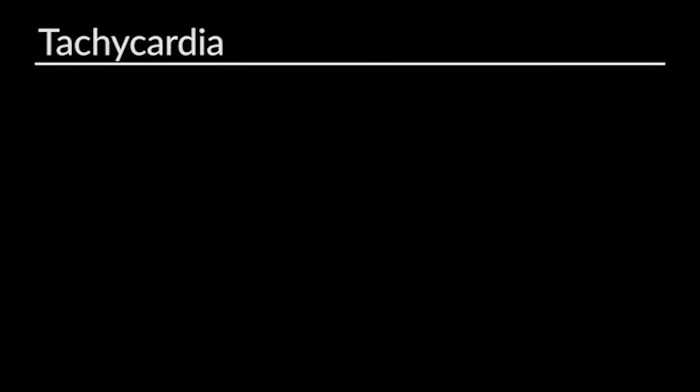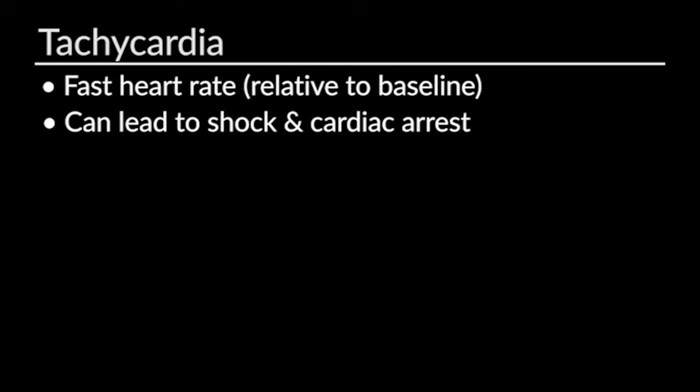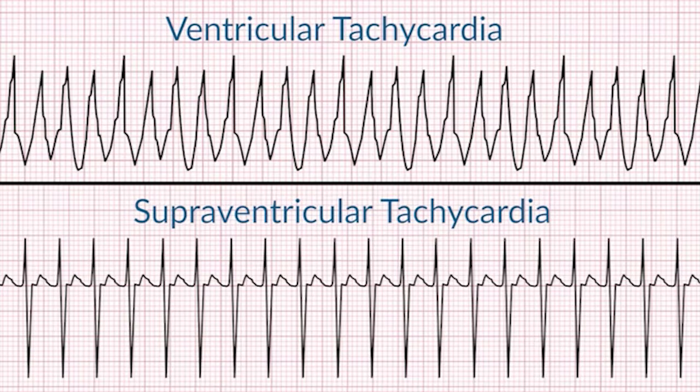A heart rate that is too fast is called tachycardia, and tachycardia is defined as a heart rate that is fast compared to a normal heart rate for the patient's age. Fast rhythms can lead to shock and deteriorate further to cardiac arrest. Tachycardic rhythms are classified according to the width of the QRS complex, either narrow or wide.